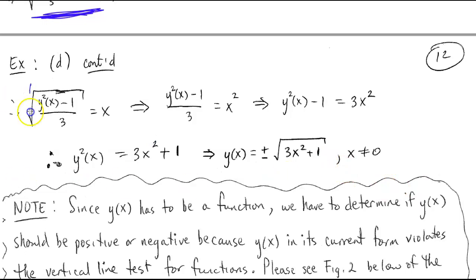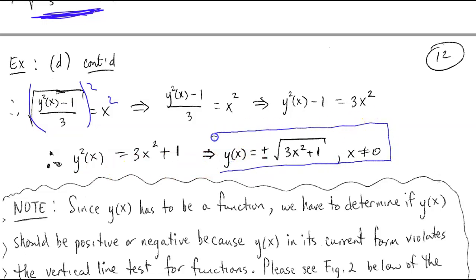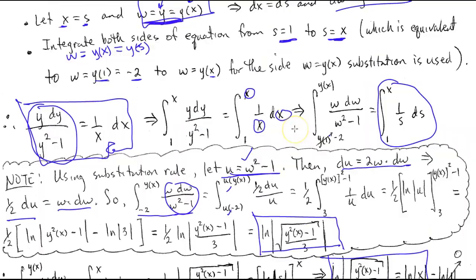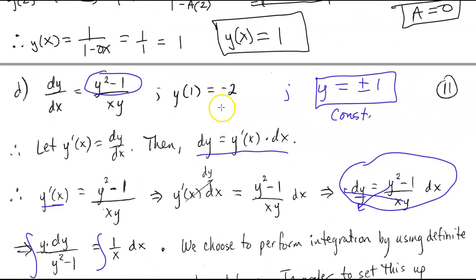So here we just square both sides. And then after that, just rearrange to solve for y of x. And of course, when we do that, what you see here is that we get plus or minus. And so technically, that's not a function, but our initial condition is going to help us choose which half we should pick. If we look back at our original problem, our initial condition is y of 1 is equal to -2.